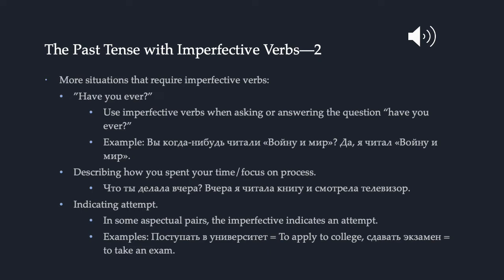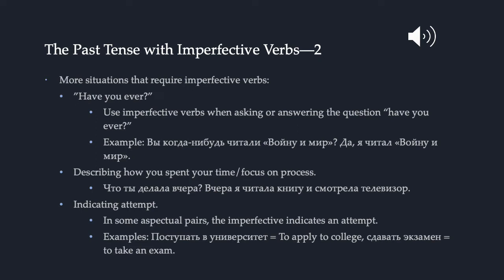Another situation in which you are going to use imperfective verbs in the past tense is when you are asking or answering questions about how you spent your time, where your focus, again, is on the process of the action. For example, что ты делала вчера? What did you do yesterday, or what were you doing yesterday? Вчера я читала книгу и смотрела телевизор. Yesterday, I read a book and I watched TV.